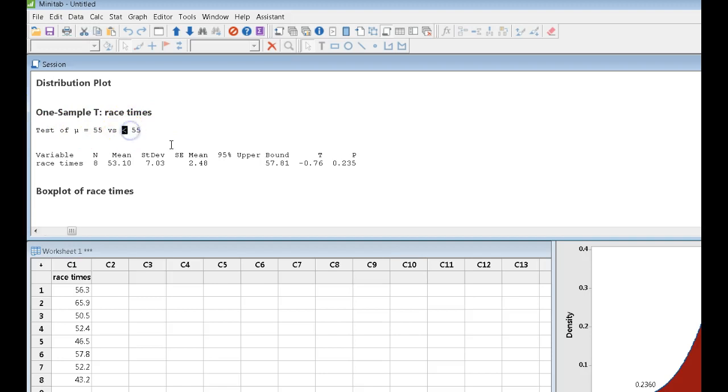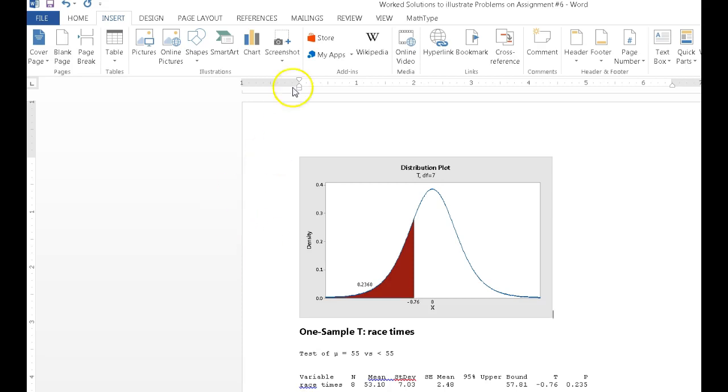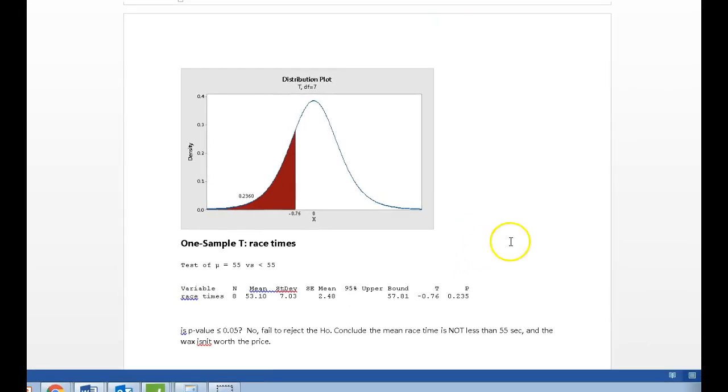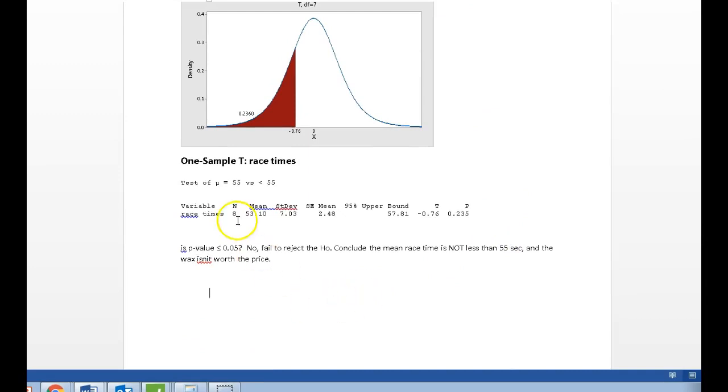Always check up here to make sure that you ran the thing you intended to run. It should say less than, which it does, my test statistic, and my p-value. All right, coming back into my Word file here now. The question now that I have to ask myself is, is my p-value less than or possibly equal to my alpha? So here's my p at 0.235. Is that smaller than 0.05? No. And anytime the answer is no, I fail to reject my null hypothesis. What am I concluding? I'm concluding that my mean race time is not significantly less than 55 seconds, and Buddy shouldn't buy the wax. It's not worth the price.